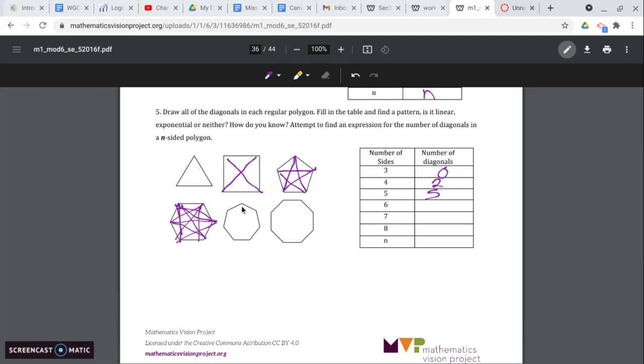So if we look at this, 6 had 9. So this one, we've got the 2 vertices right here, but then we have 1, 2, 3, 4 vertices that don't touch. So out of each one of these, we should have 4 lines coming, which is going to result in 14. And then in 8, there's going to be 1, 2, 3, 4, 5 coming out. We're going to end up with 20.